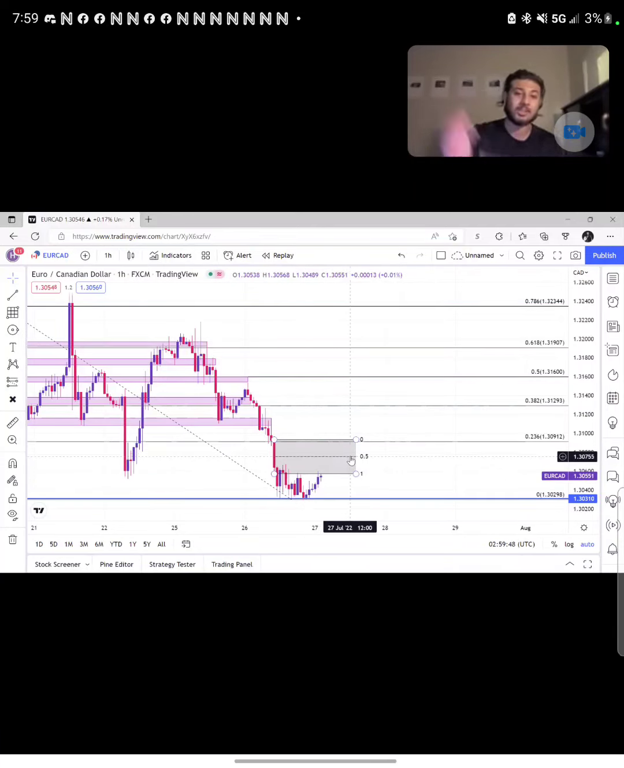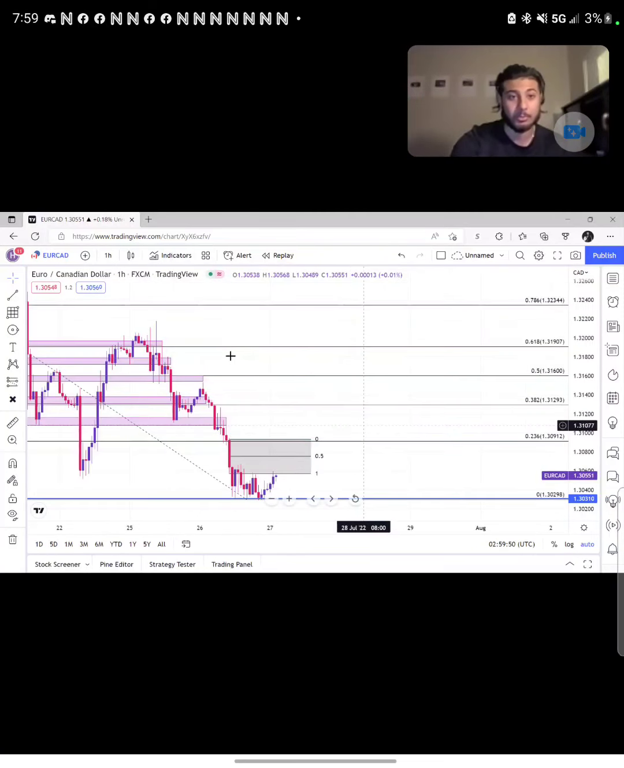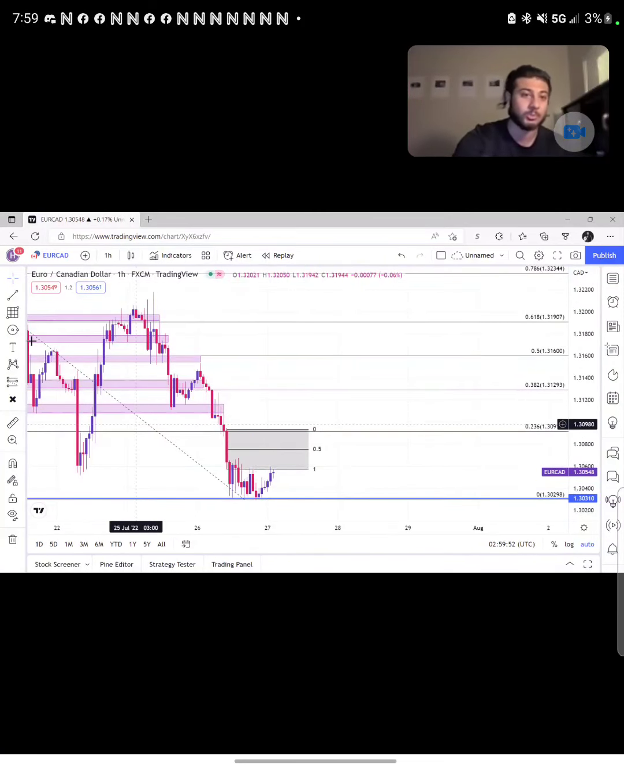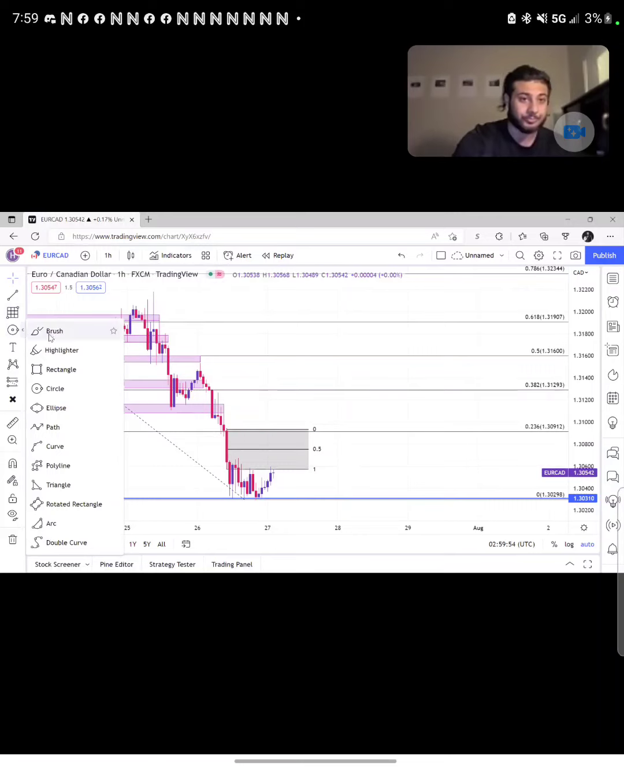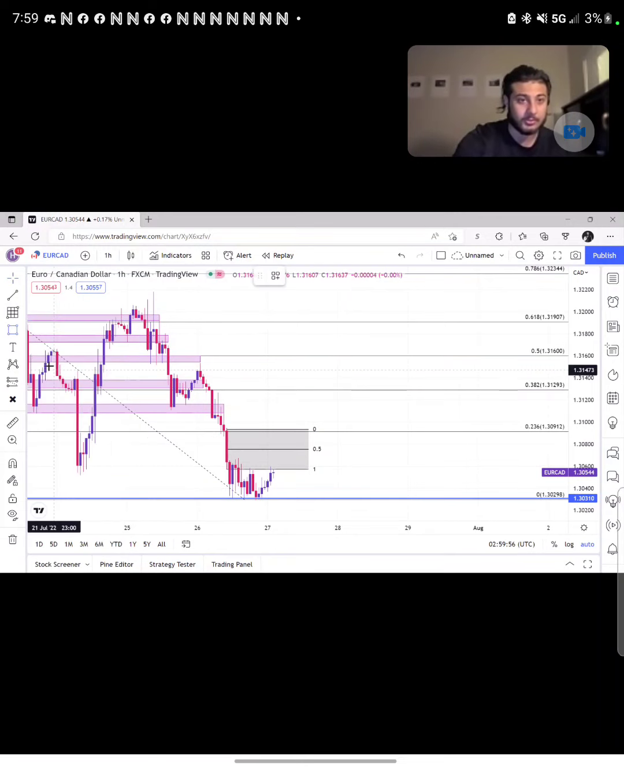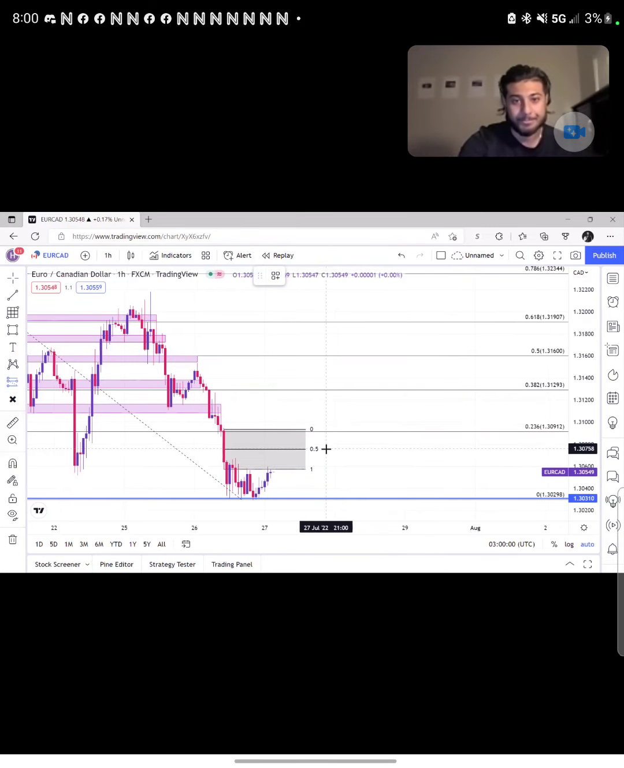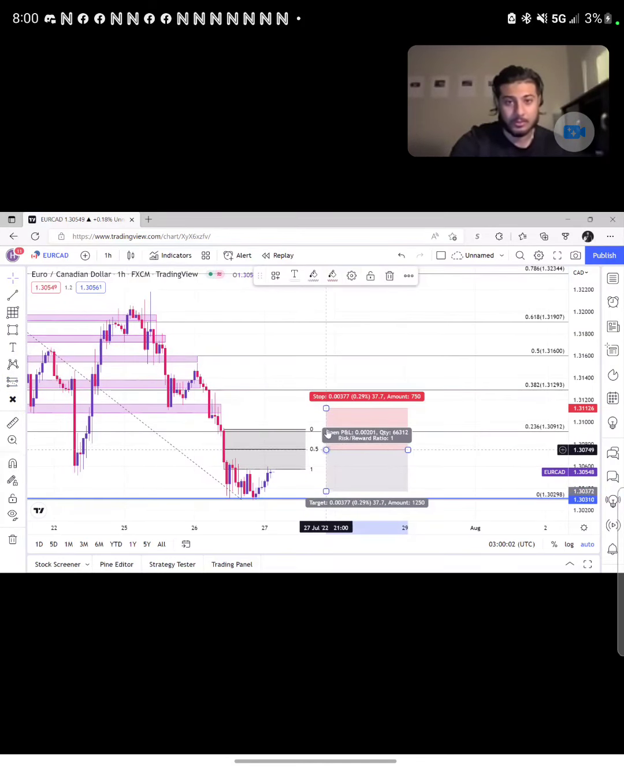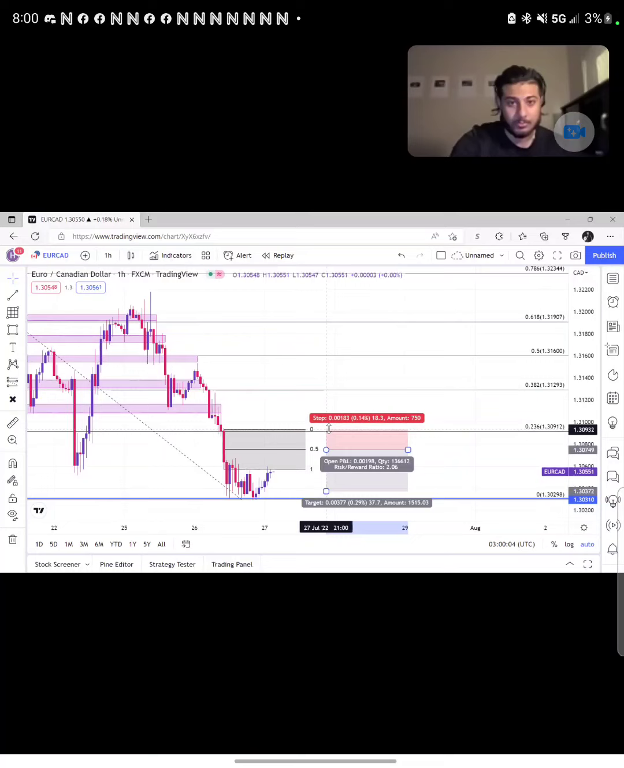As soon as it does, I'm going to look for a sell, because remember, the market's on a downtrend, and on downtrends we look for sells. So we would have this short position, and I put my stop loss at the top.